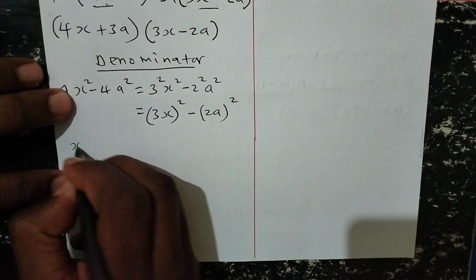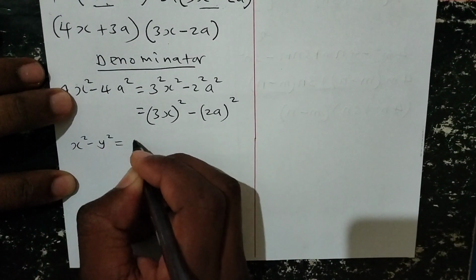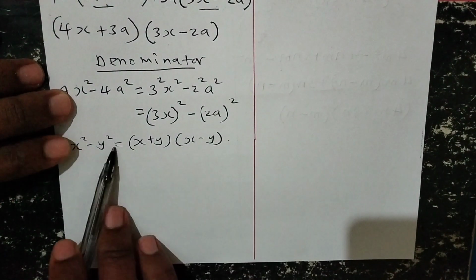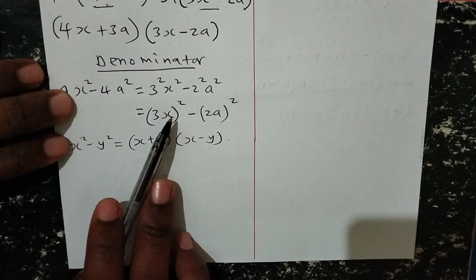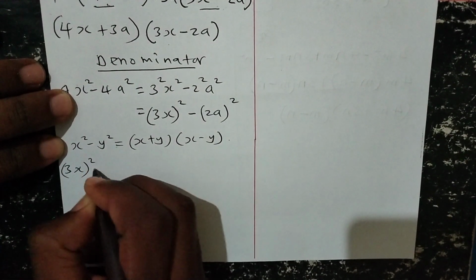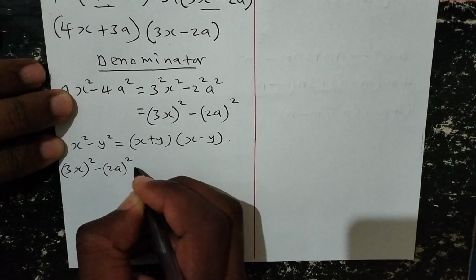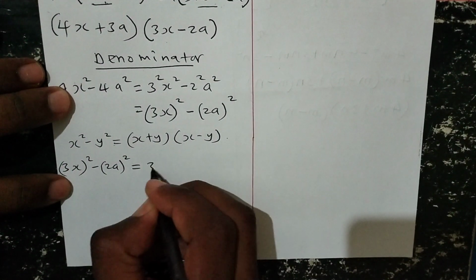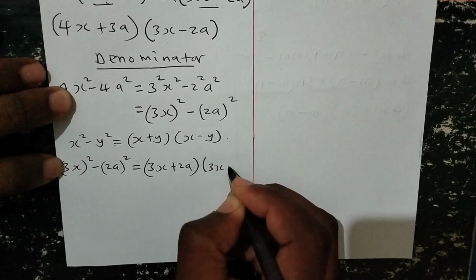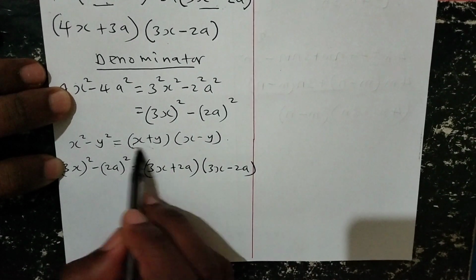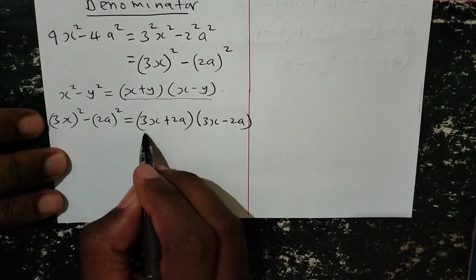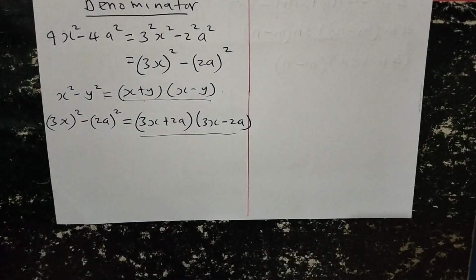Now this is clearly a difference of two squares. So we said whenever you have x squared minus y squared, it's the same as saying x plus y multiplied by x minus y. So I want to apply this property to simplify this one here. So the 3x, of course, squared minus 2a squared will simplify into 3x plus 2a, then multiplied by 3x minus 2a. So I'm simply applying this property here, the difference of two squares. So this is the simplification of the denominator.